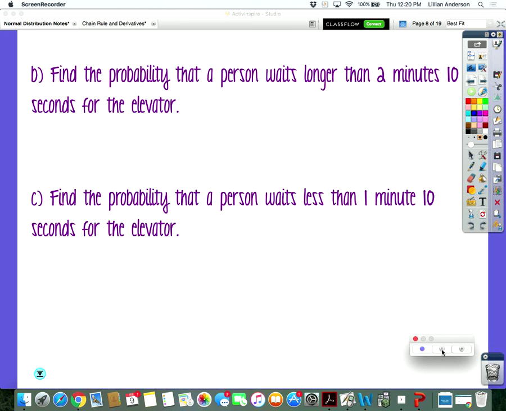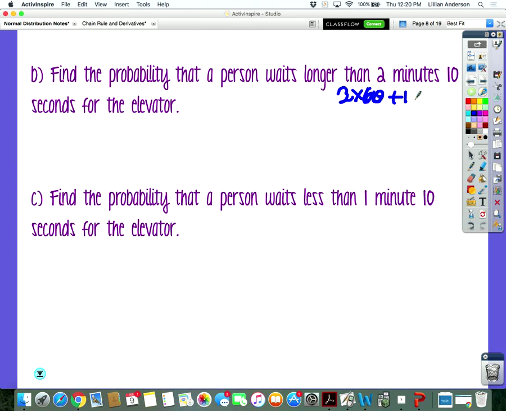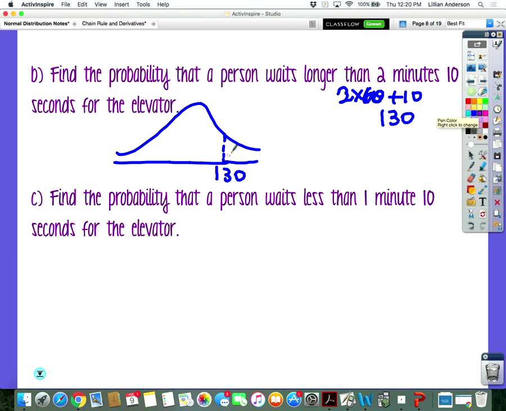Multiply 60 by 2 and add 10. What is that? 130. So you go and look to see, was 130 one of your standard deviations? Yes. Was it 1, 2, or 3 standard deviations? It was 2. So it says you're looking for the probability that it's going to be longer. Longer means greater, so you're looking for the probability that is to the right of 130 seconds.